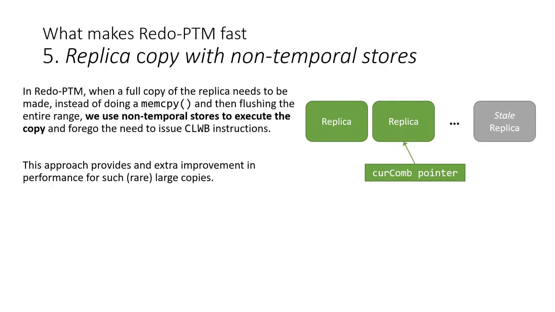The fifth and last optimization is done when we need to make a full copy of the replica. This is a rare event. Instead of doing regular stores plus flushes, we execute non-temporal stores for an extra performance gain.